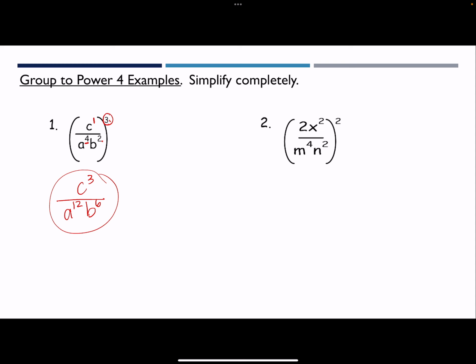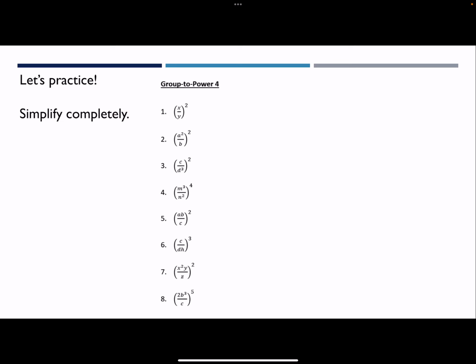Number 2, notice I have this coefficient here. That 2 is a coefficient. So we're raising 2 to the second power. So 2 times 2 is 4. And then this is an exponent. So 2 times 2 is 4. We keep the fraction bar. And then m to the 4 times 2 is m to the 8. And n to the 4. There's my final answer. All right, again, pause the video, simplify these, see how you do.